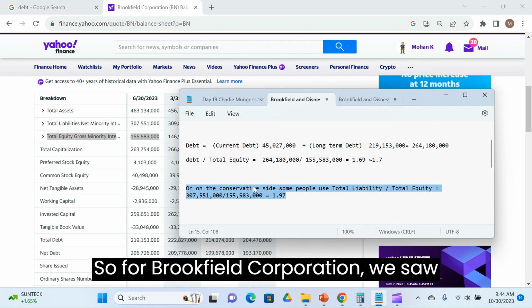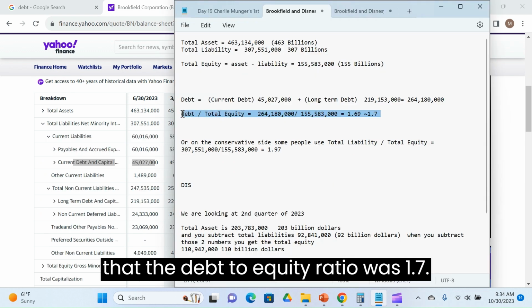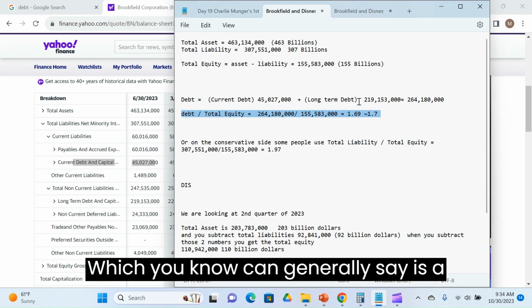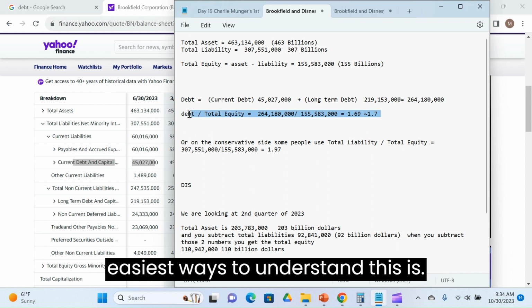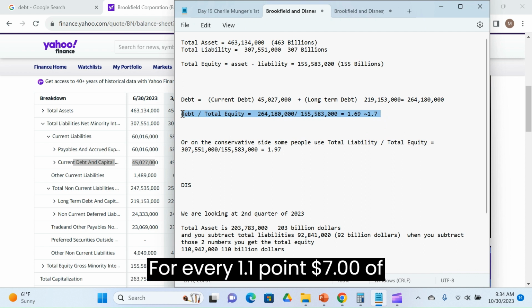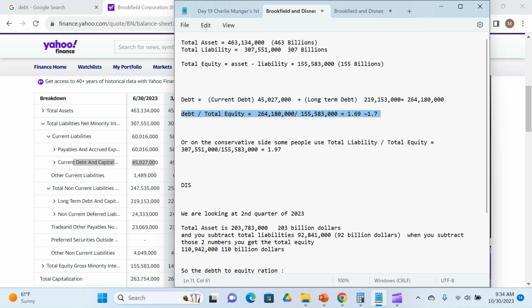So for Brookfield Corporation, we saw that the debt to equity ratio was 1.7, which we can generally say is a pretty high amount of debt. The easiest way to understand this is for every $1.70 of debt, there is $1 of equity in the business.